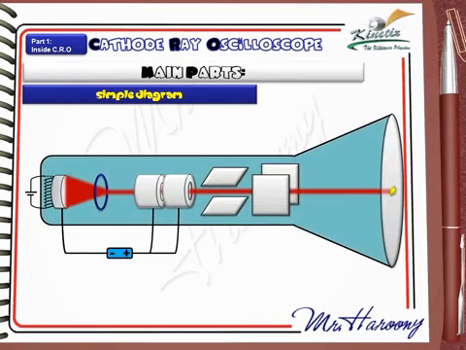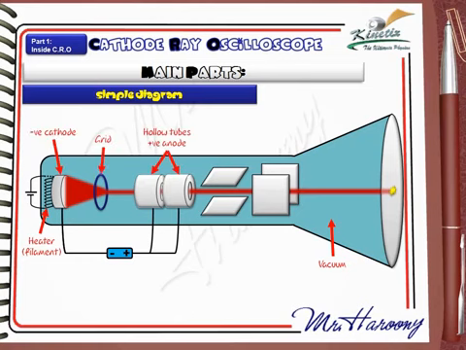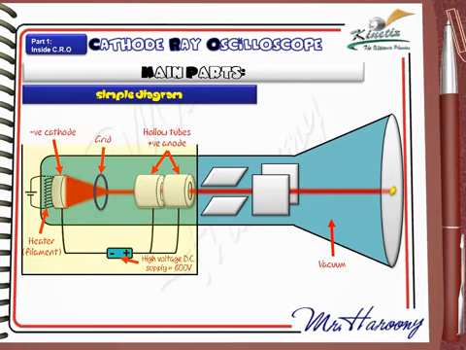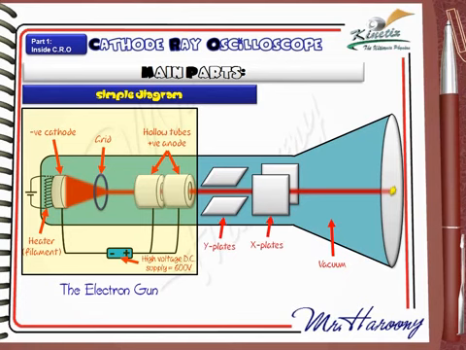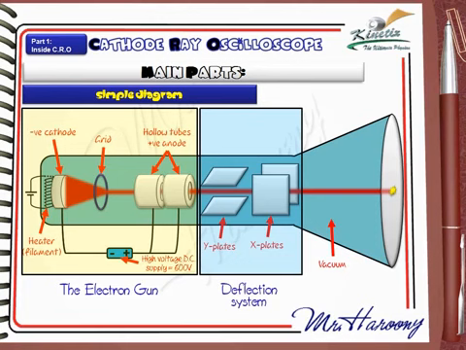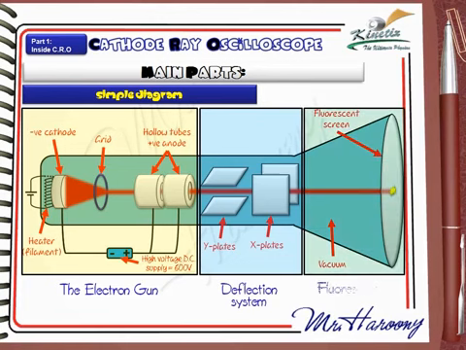Now label the parts. All the apparatus are placed in a vacuum tube. Starting from the left, the labels are the heater or the filament, the cathode, the grid, the two hollow tube anodes, the high voltage DC supply, and all these parts form the electron gun. The Y plates and the X plates will form the deflection system. The last part is the fluorescent screen. This is how you will draw and label the parts of the cathode ray oscilloscope.